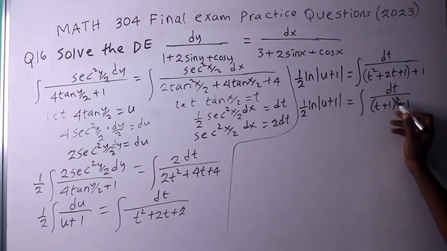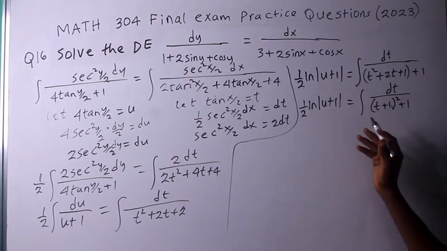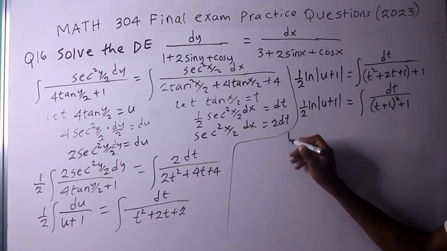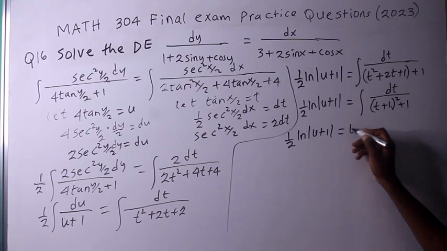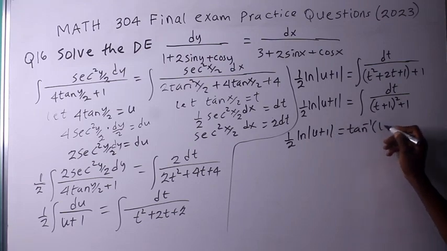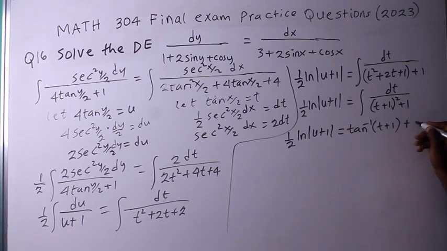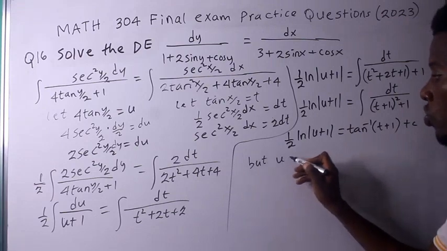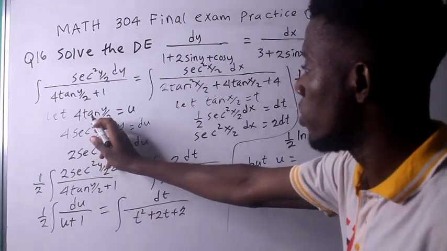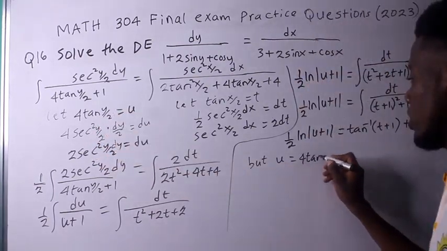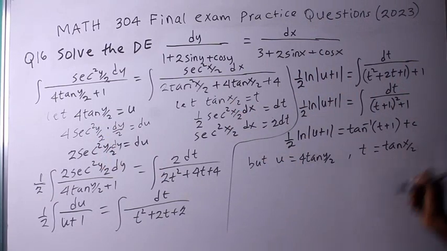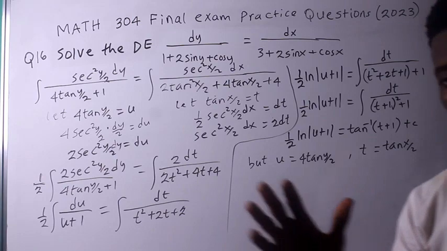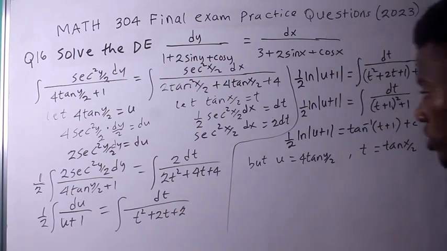So this entire side is tangent inverse of t plus 1. So this is half the ln of u plus 1 equals tangent inverse of t plus 1 plus some constant c. But I know u. What is u? u is 4 tangent y over 2. And I know t. What is t? t is tangent x over 2. So I just go right ahead and replace the value of t and that of u. And that will be my final answer.